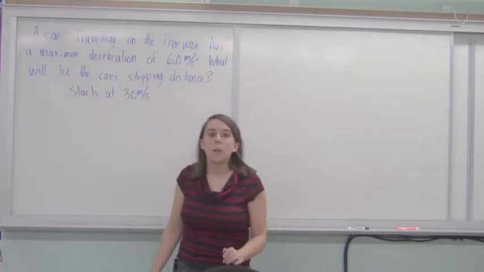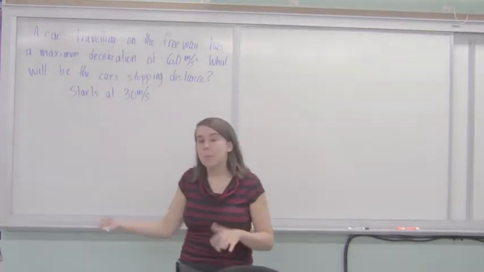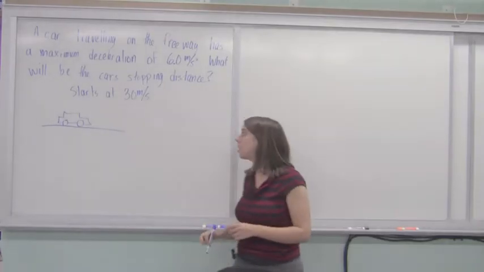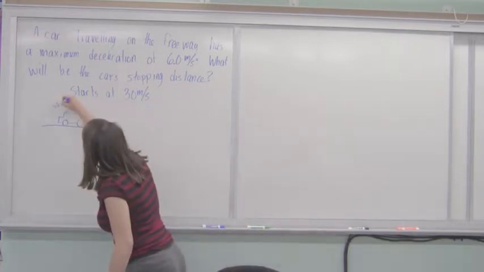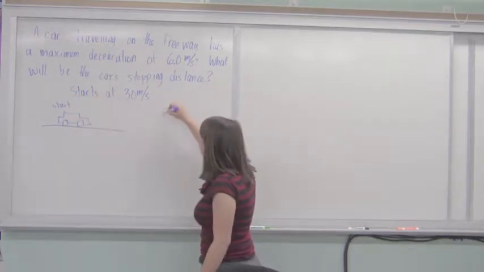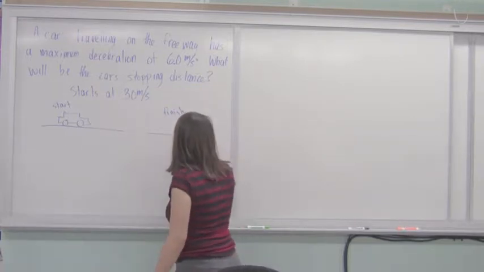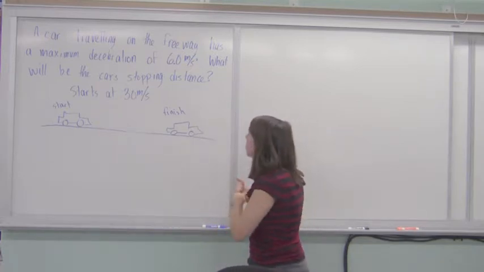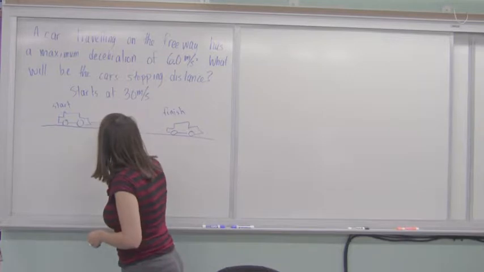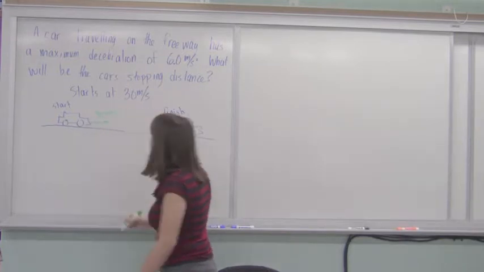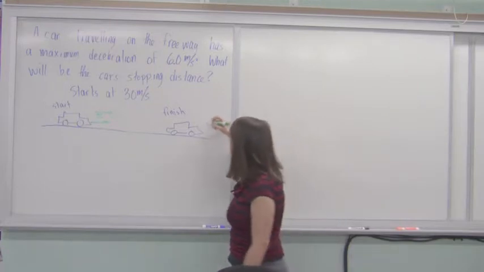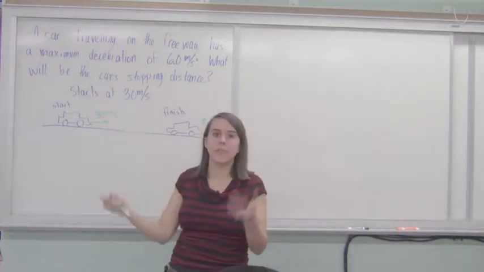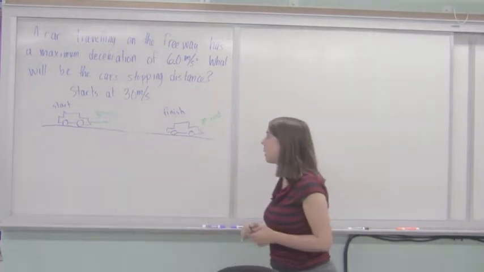Okay, so the first thing I always like to do when I have a problem like this is to draw a diagram. So let's start with that. So I have my car. This is at the start. At the finish, I'll draw it again. And I know that it starts out traveling 30 meters per second. And when it finishes, it is at rest, because it is asking us how far it takes it to stop. So the final velocity is just going to be 0. It's going to end at rest.